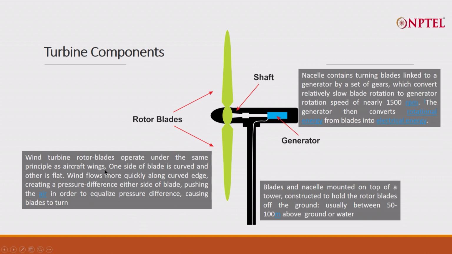So, this operates very much like your aircraft wings. One side of the blade is curved and the other is flat. Wind flows more quickly through the curved edge, creating a pressure difference on either side of the blade, pushing the air in order to equalize the pressure difference, causing the blades to turn.